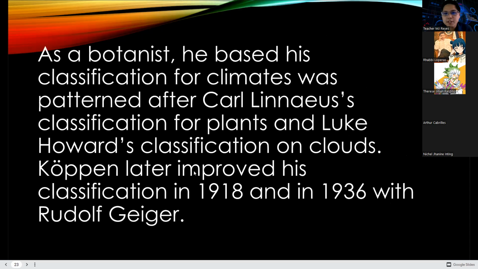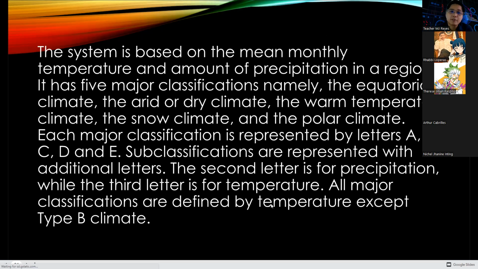As a botanist, his classification for climates was patterned after Carl Linnaeus' classification for plants, because he is a botanist, and Luke Howard's classification on clouds. Köppen later improved his classification in 1918 and in 1936 with Rudolf Geiger. The system is based on the mean monthly temperature. I told you a while ago that this is monthly, per month, and the amount of precipitation in a region.